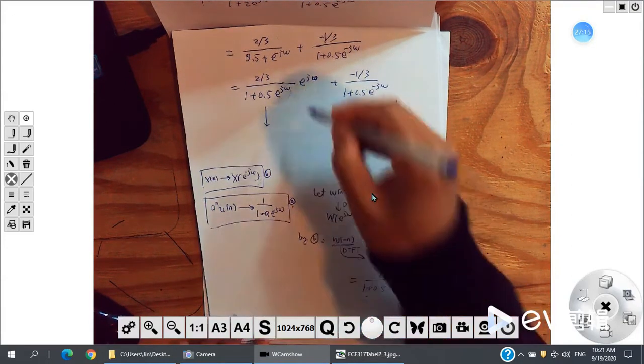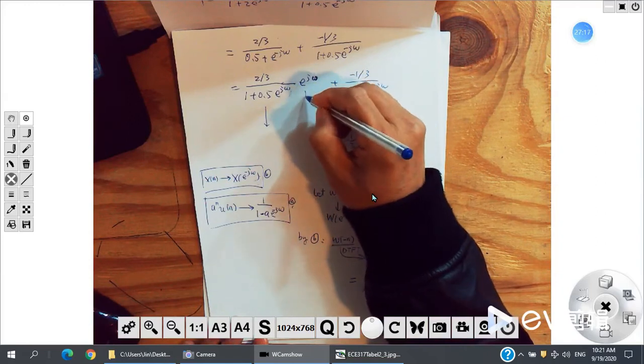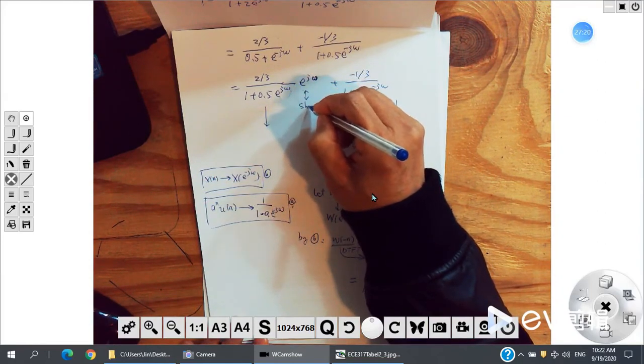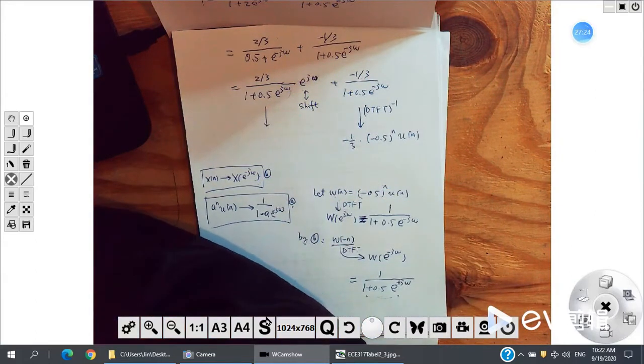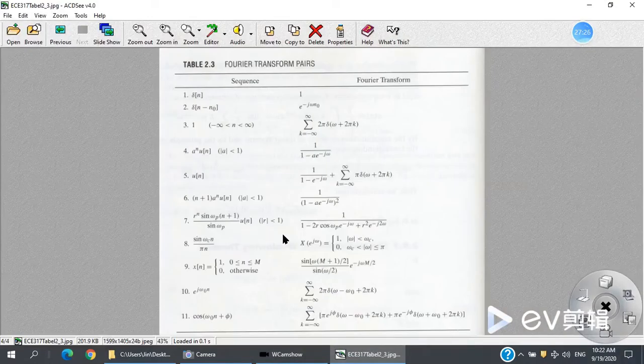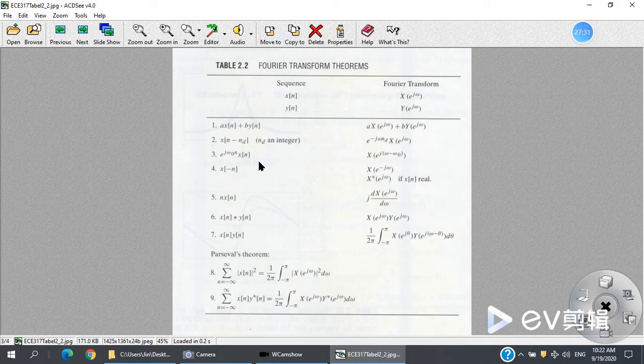And we have one more here. This is according to shift. Shift, right? e to the j omega, according to shift. We check the table. Here I have a table. Shift, yeah, the second one. Shift, right? You multiply by e to the something before the Fourier transform. That means you do a shift. How many shifts? Here's a negative nd, then shift by n minus negative nd, right?